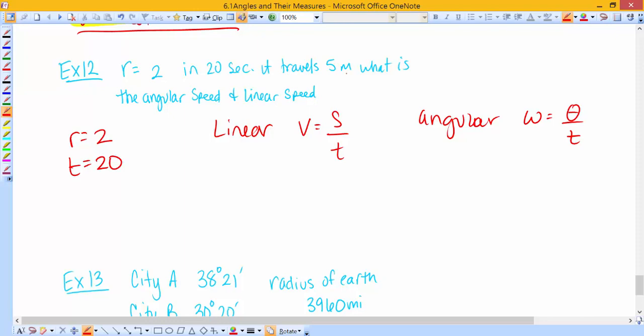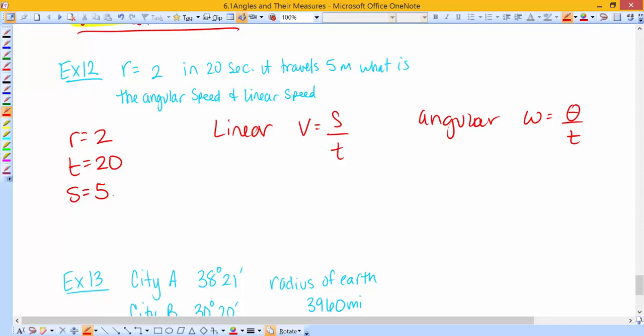So the distance it is traveling is 5 meters. That is going to be our arc length. We have 5 meters for our arc length. So please don't get that confused. I'm going to try and write them separately. Our arc length is 5.